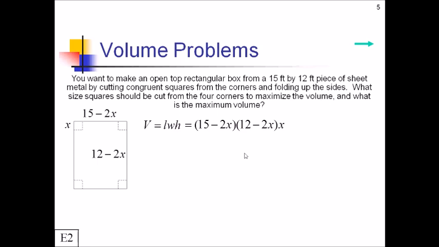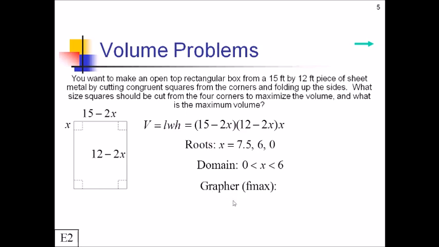Now we find our zeros for this. That's going to be 7.5, 6, and 0. Domain is going to be from 0 to the smaller of these two values, because it's at the smaller value that's the first side that we're running out of. That's going to be this side here. If you plug in 6, you run out of this width side. So from 0 to 6 is our domain. Those will be our numbers that we enter into our grapher under fmax. Let's go ahead and do that now.